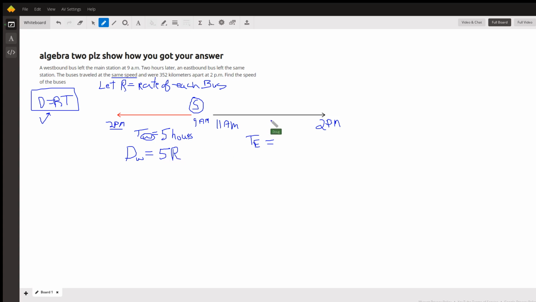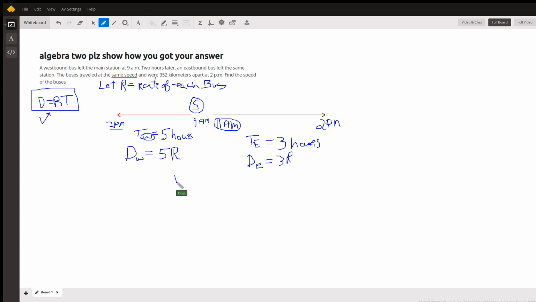Over here, we have the eastbound bus leaving at 11 a.m., 2 hours later. And it travels till 2 p.m., when we're going to calculate the distance. So the time traveled by the eastbound bus is only 3 hours, from 11 a.m. to 2 p.m. So the distance traveled by the eastbound bus is rate times time, 3r.